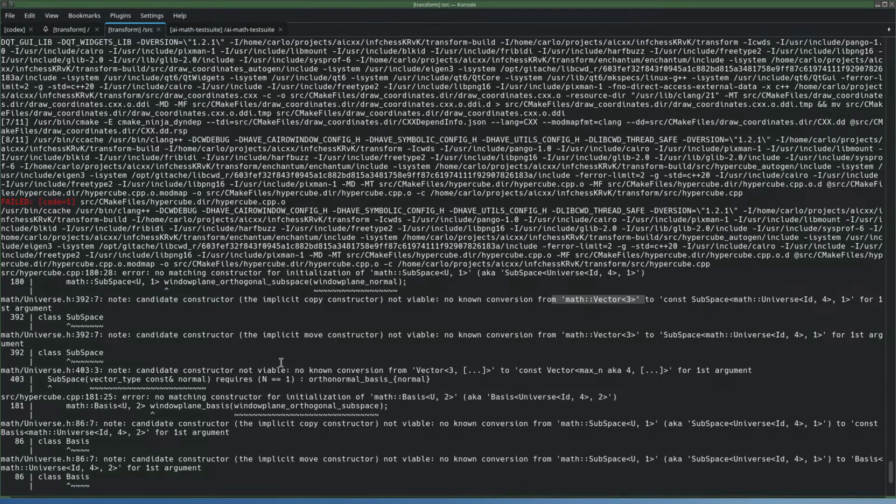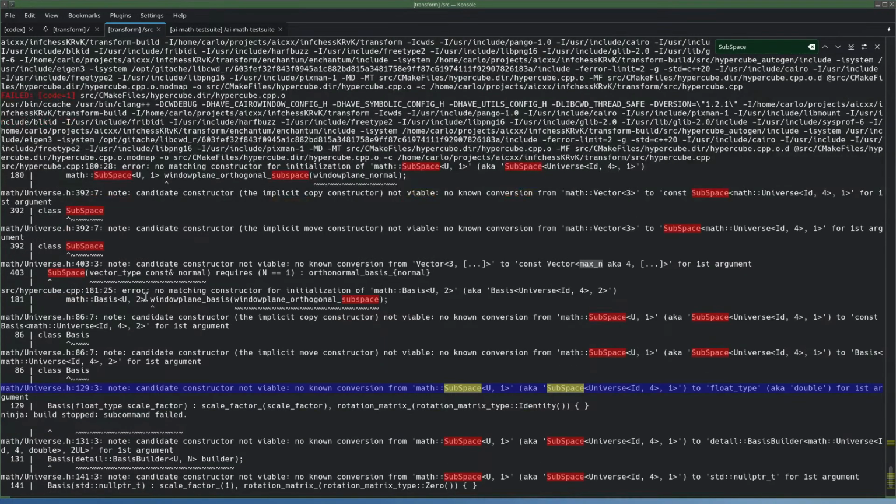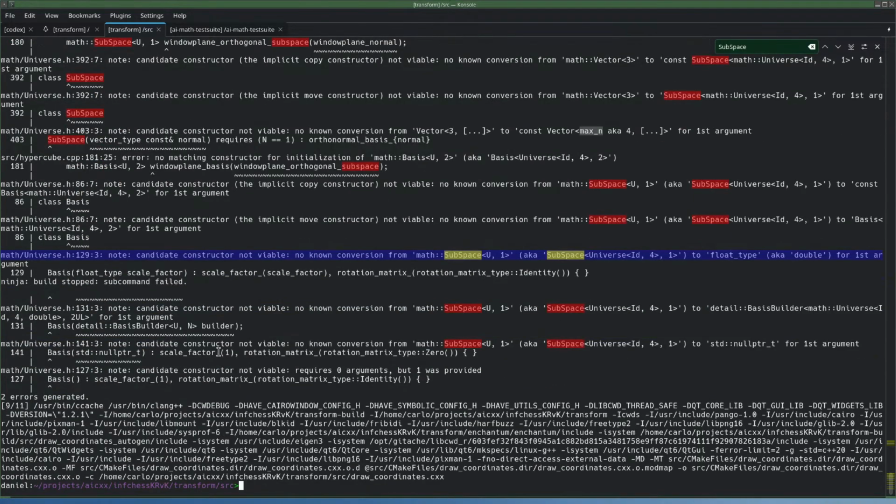The thing that it is taking is a subspace. And the subspace takes a vector type, which is four-dimensional, max n even. Which means that it is a universe thing. Yeah, kind of not too super readable, but definitely what I expected.